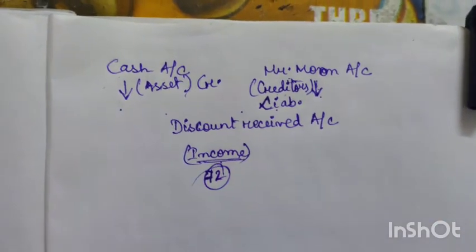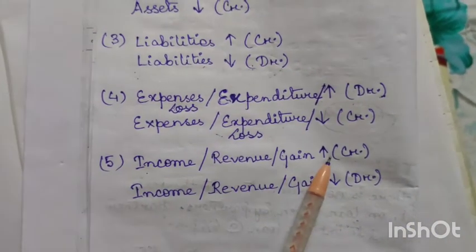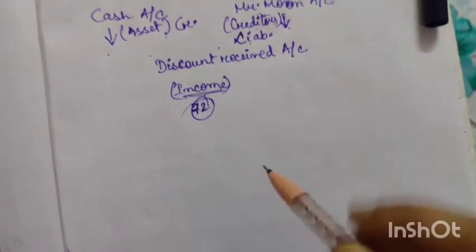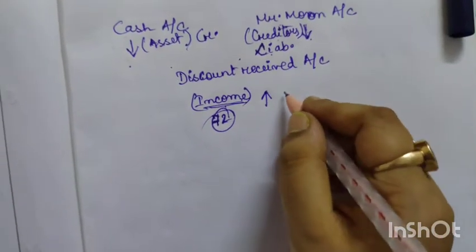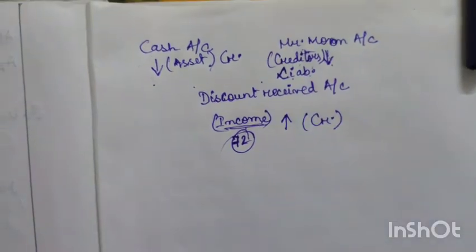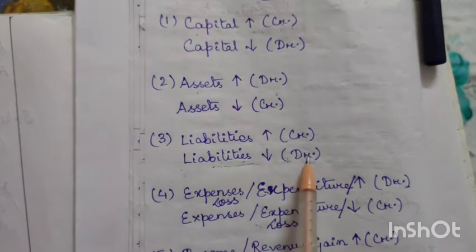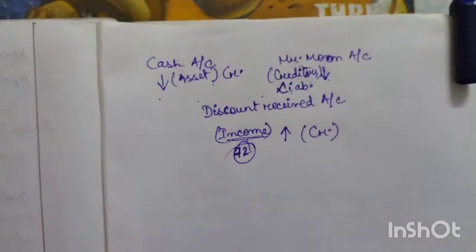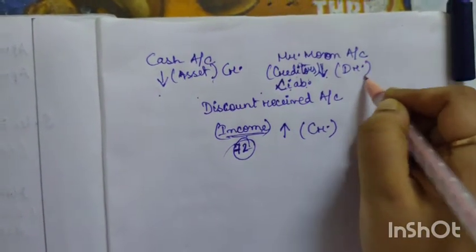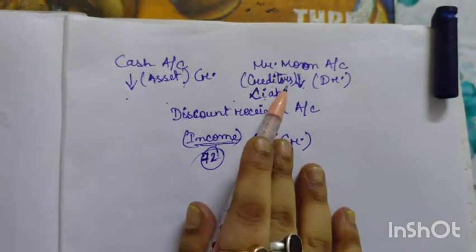And since discount is an income, according to the rule, any kind of income or revenue or gain is credited. So discount received is a kind of income, so our income will increase, and we will credit it. And if a liability decreases, see, here it is debited, so here it will be debit. So we can see here two accounts are credited and one account is debited.